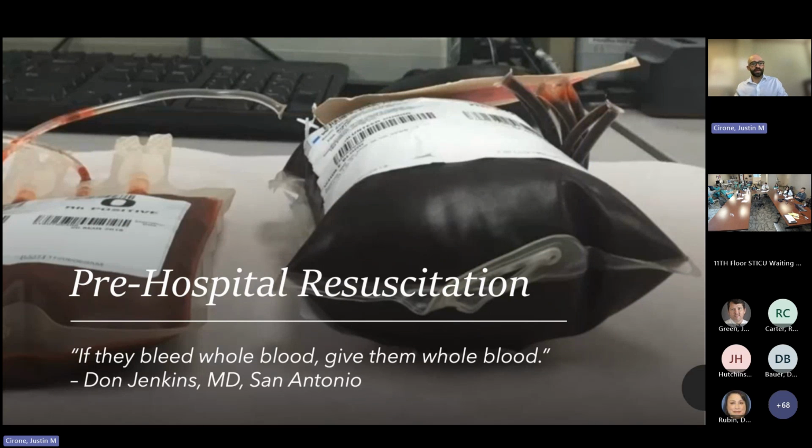Along these same lines, talking about the whole pre-hospital course here, I had the pleasure of working with Don Jenkins, who's still down in San Antonio, a fantastic trauma surgeon, military, who is an advocate of whole blood resuscitation, with this excellent quote here that, if you bleed whole blood, give them whole blood. We in the San Antonio system have one of, if not the most robust whole blood transfusion systems, although a lot of cities are now catching up and certainly on par, if not maybe exceeding what they're doing there, but it is quite impressive.